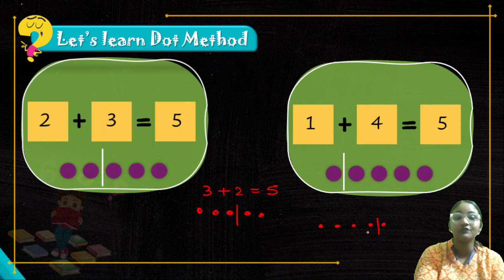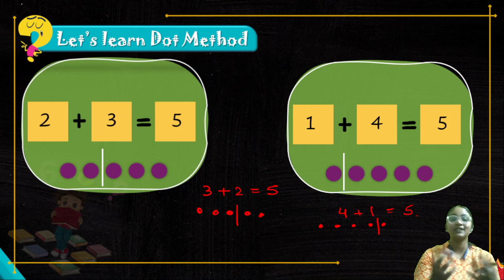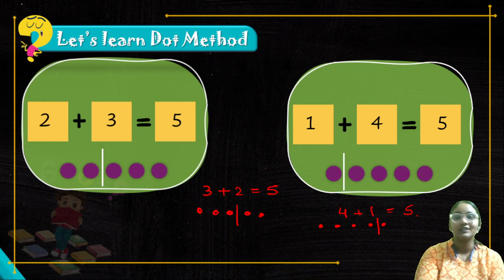And now if again in these 5 dots, I make the line instead of here, after the 4 dots, what will I get? 4 in the left box plus 1 in the right box, and I'm going to get 5. So these are the different ways by which we can get the result as 5, right? But you need to think of just one way by which you can get the result 5.